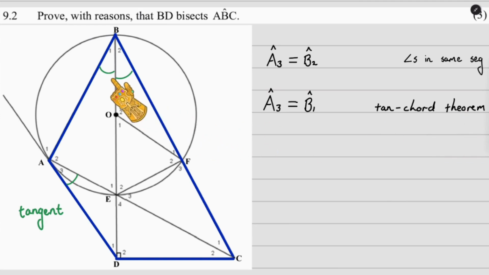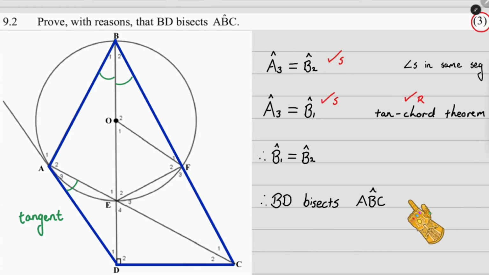And now we need to make the link between these two. So I literally just say, therefore B1 equals B2. They're both green angles. And then I just do a concluding statement and say, therefore BD bisects angle ABC. And lastly, having a look at the marks, we have 1 mark for this statement, 1 mark for this statement, and 1 mark for this reason.